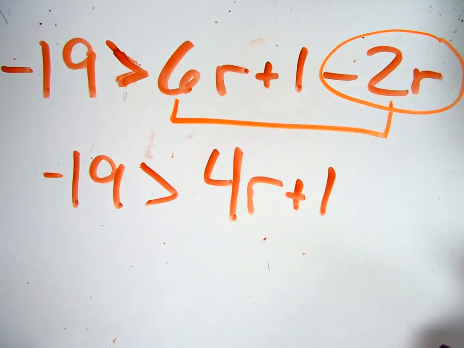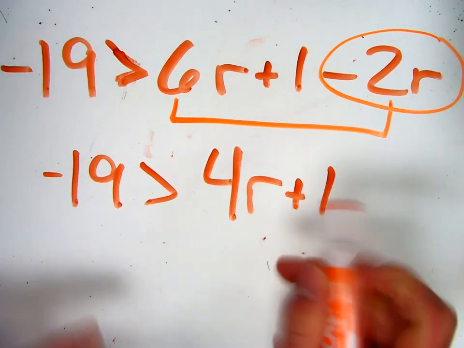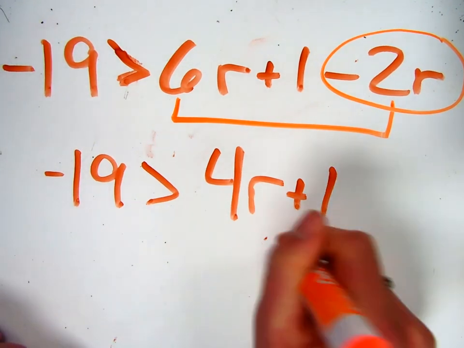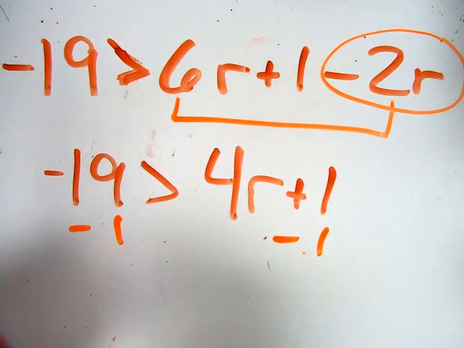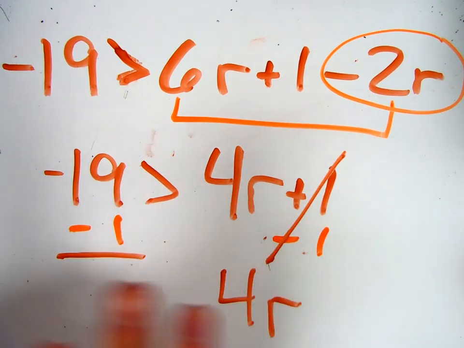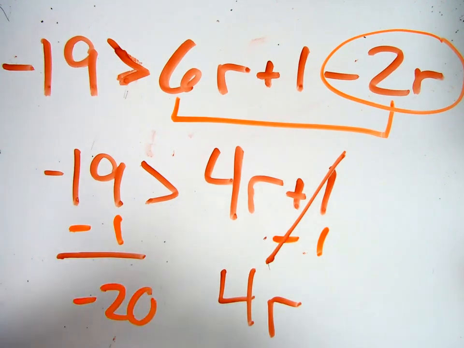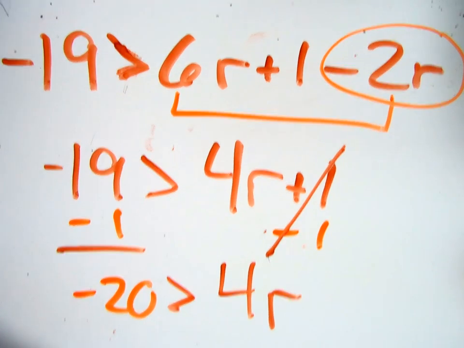We've got some extra stuff we have to get rid of in this one, but we know how to do this because this is just a type 2 inequality. I'm going to get my single numbers together first. So here's a minus 1 on both sides. These cross out. I'll bring the 4r down. Negative 19 minus 1 is negative 20, and the inequality symbol still stays the same at this point.